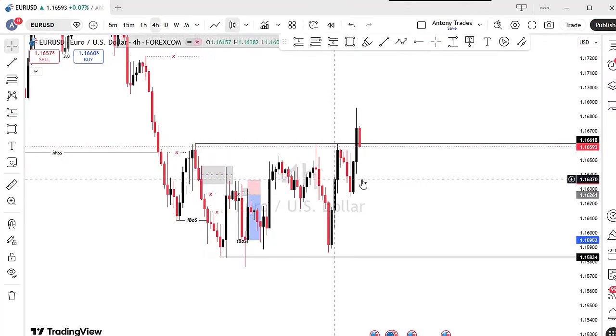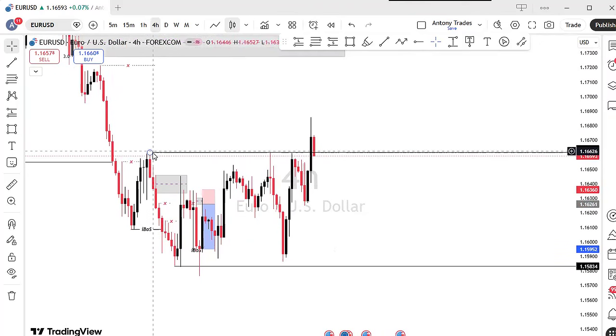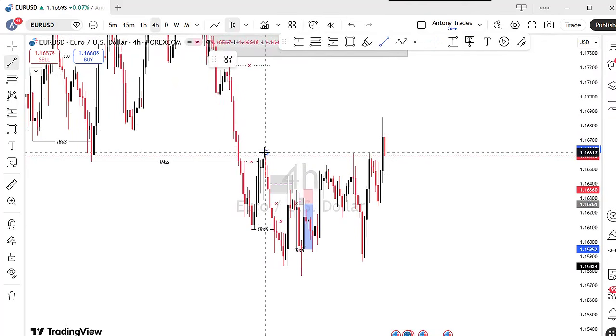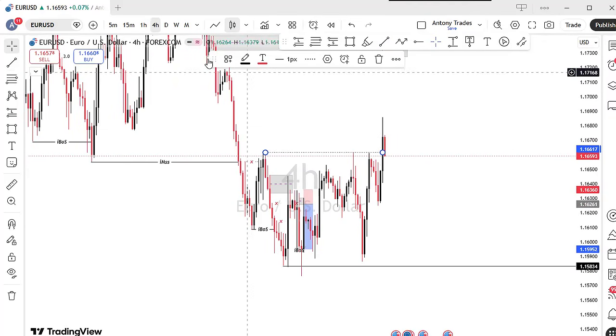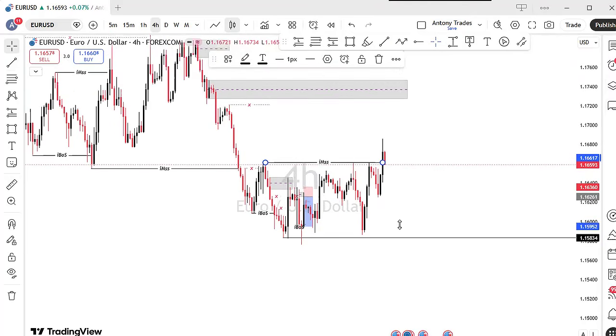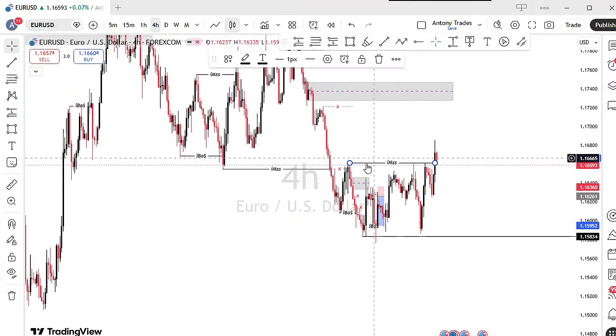For me, it was still consolidating. And since now we have a change of character here, we have this internal market structure shift. And I want to mention to you guys, this change of character here doesn't mean that the trend of the market has shifted.